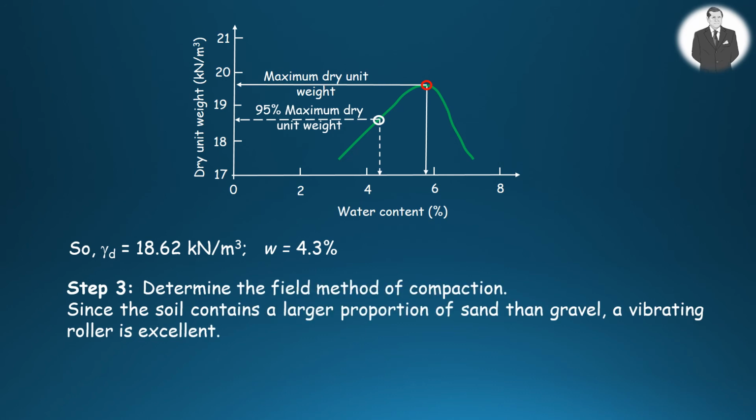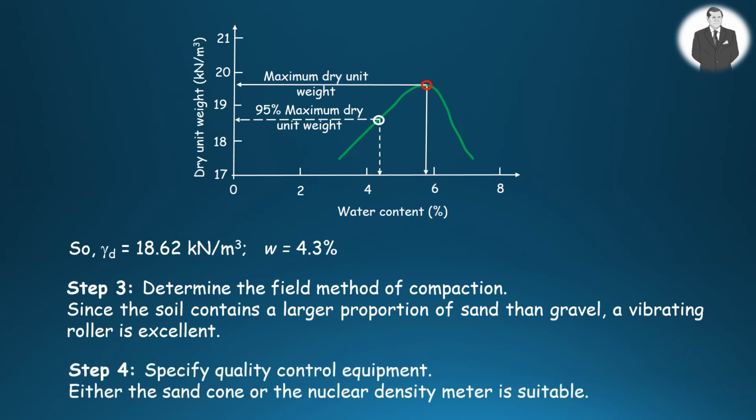The third step is to determine the field compaction method. Since the soil includes a larger portion of sand than gravel, a vibrating roller is the most suitable one. Finally, the final step is to specify quality control equipment. For these, either the sand cone or the nuclear density meter is convenient.